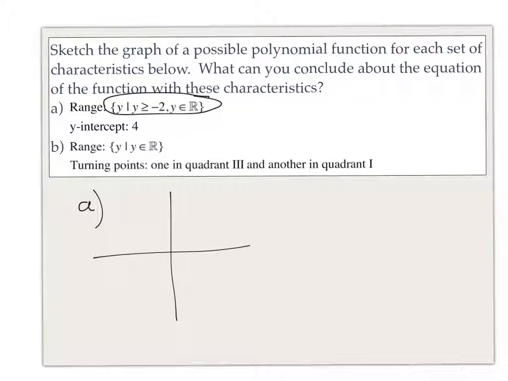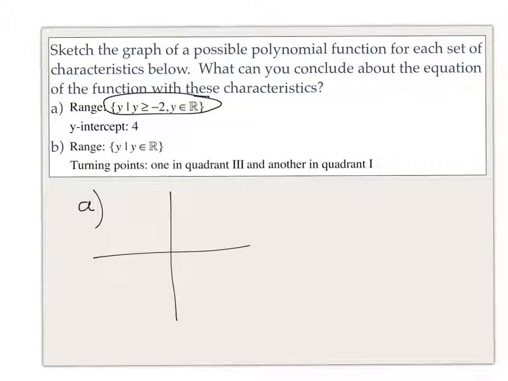Quadratic. It has to be quadratic because it has a restriction in the range. That's what we say, it has a restriction. We're saying it has to be higher than negative 2. A linear function can't be like that because a linear function goes up and down forever, so it can't stop at negative 2. You're not allowed to do that. The only type of function that stops somewhere is quadratic.